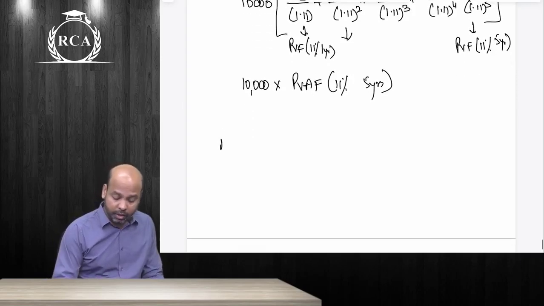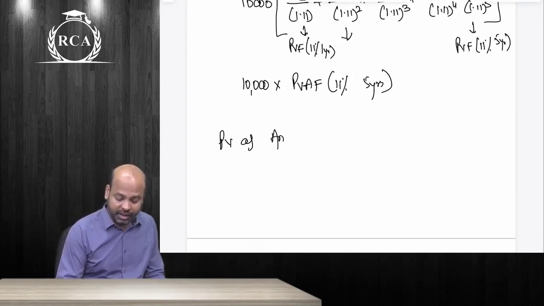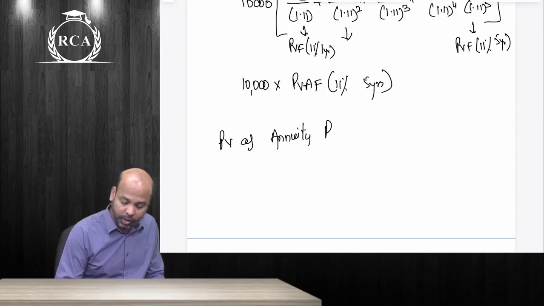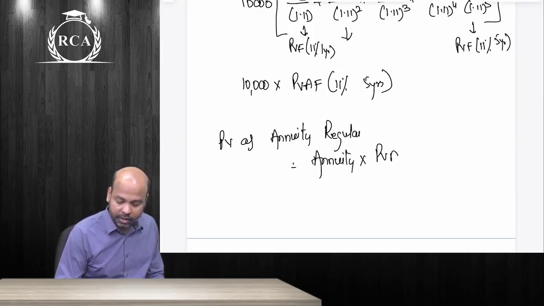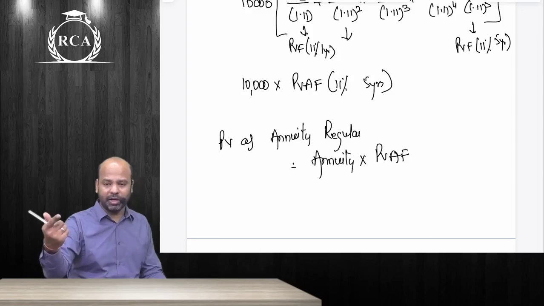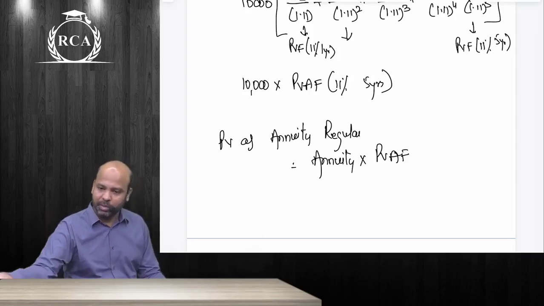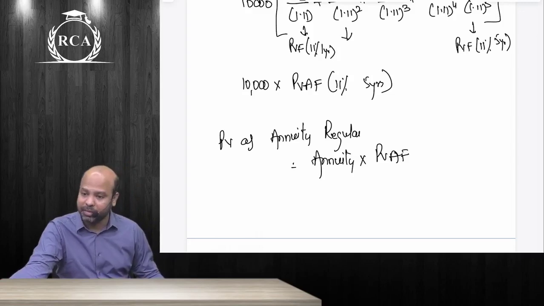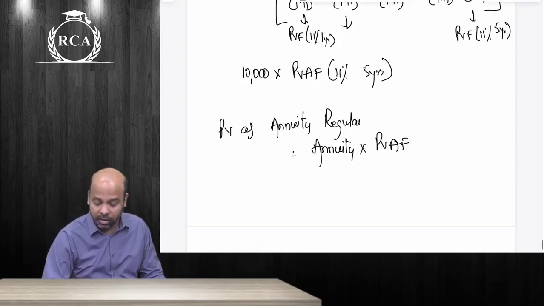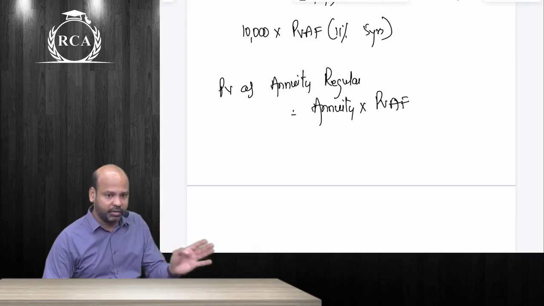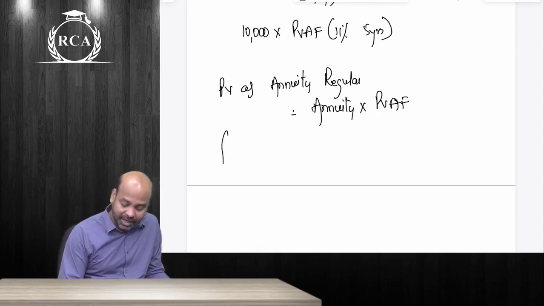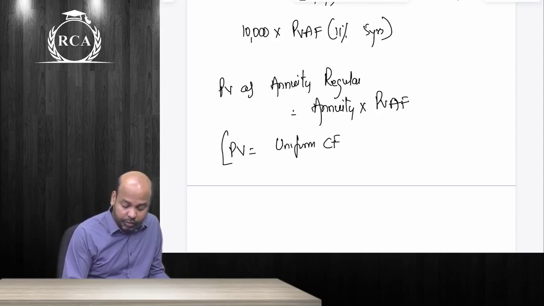So the present value of annuity regular will always be equal to what? Annuity amount multiplied by the present value annuity factor. The present value annuity factor is for 1 rupee. How much is it for the annuity amount? Proportionate calculation. Did you not define the present value annuity factor in the same way? We do not write present value of annuity anywhere in the syllabus. We directly write present value is equal to, if the cash flows are uniform, whatever your uniform cash flow is multiplied by the present value annuity factor.